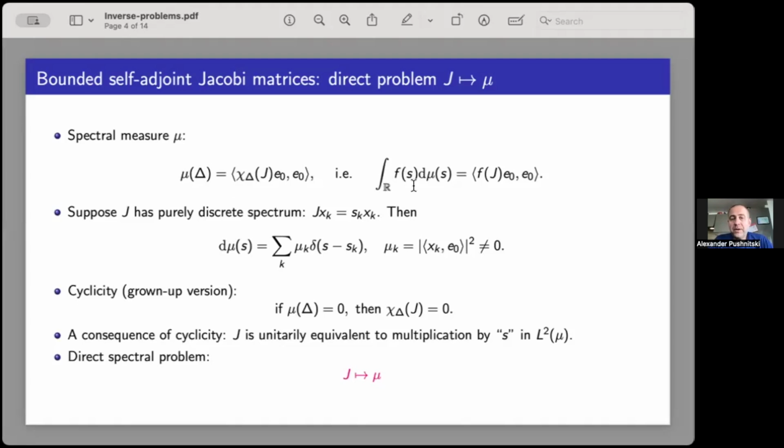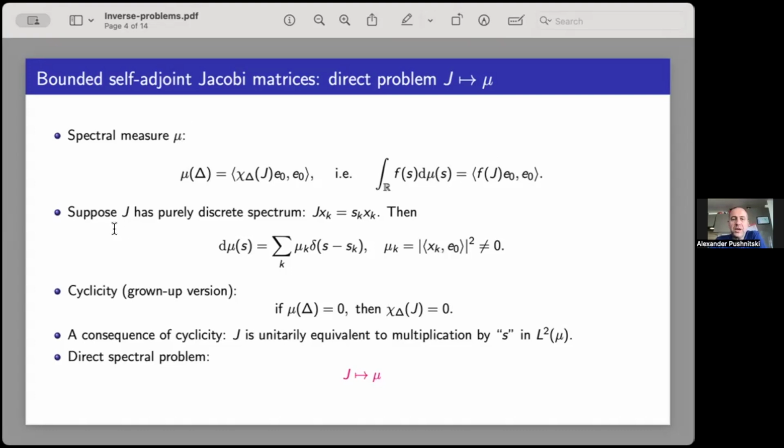Alternatively, if we integrate with some continuous function f, for example, then we see that the spectral measure is defined by defining all of these integrals as these inner products. So for example, you can think of f of J being powers of J. Then it becomes much more concrete. On the right hand side are very concrete expressions. You apply powers of the matrix to E naught, and this should give you moments of the measure mu. So let's discuss this spectral measure.